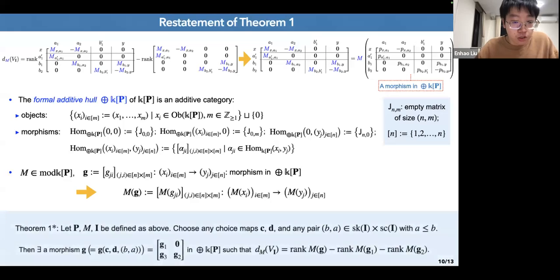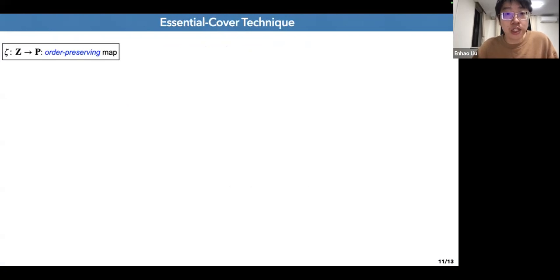Okay, so now we restate theorem 1. Theorem 1 states that, okay, choose any choice map C and D and any choice BA in source I times source sink I times source I. And then there always exist such morphisms in formative how of P such that this formula holds. Okay, this is just a restatement, nothing new. But this is important for introducing the essential cover.